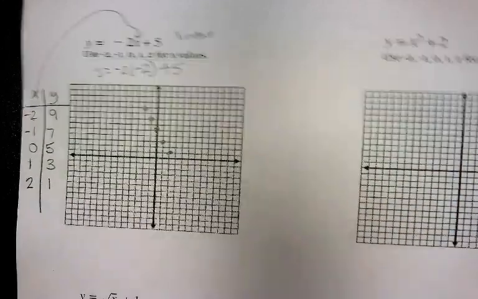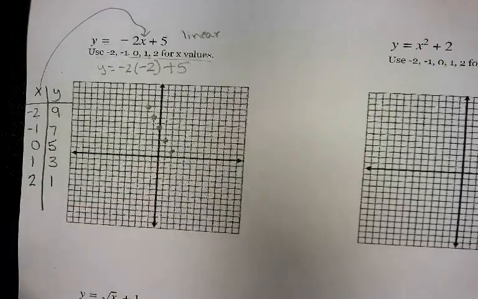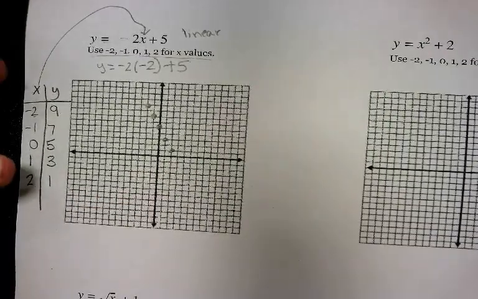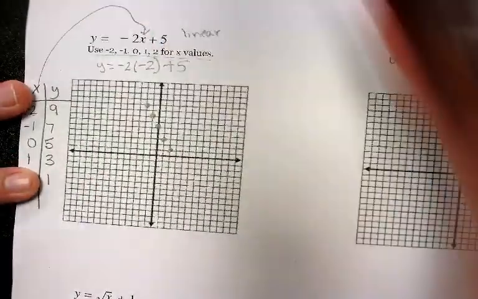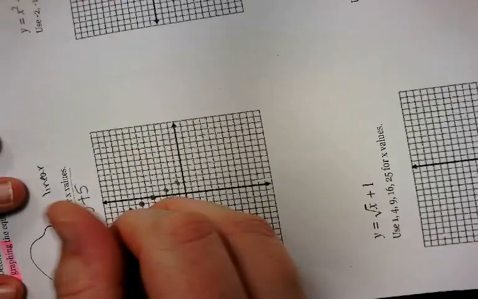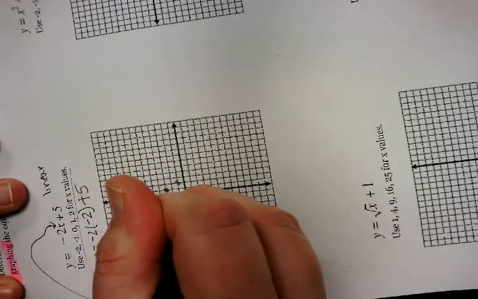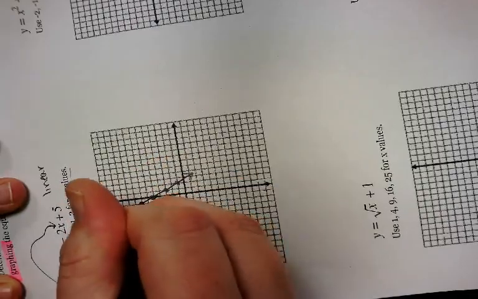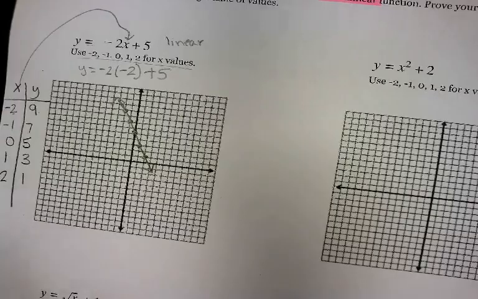Now we need to prove that this is a linear function by graphing it. I'm going to turn my paper here so I can make a nice straight line like so. Okay, so there is proving that y equals negative 2x plus 5 is a linear equation.